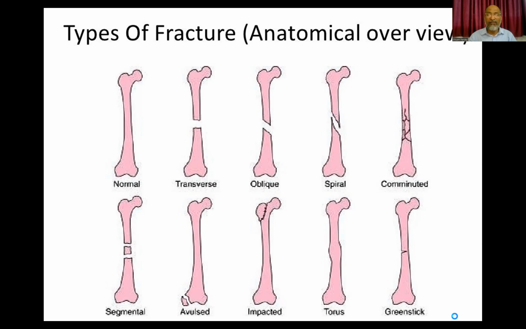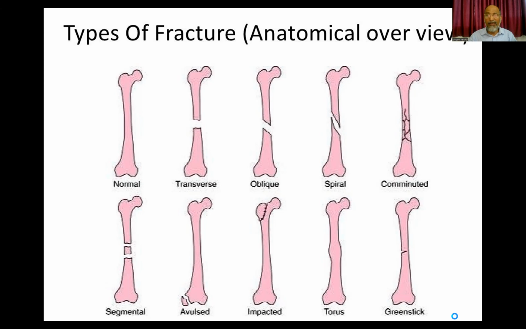Then you have got an avulsion fracture. Avulsion means something is avulsed from the bone, so certain ligaments, muscles and the capsule are attached to the periarticular area of the bone, and usually they get avulsed because of sudden forceful contraction of the muscle, maybe because of some or other action of the muscle. So that is the avulsion fracture.